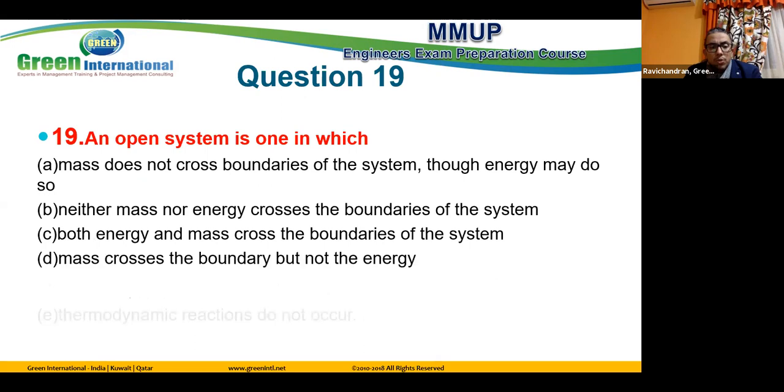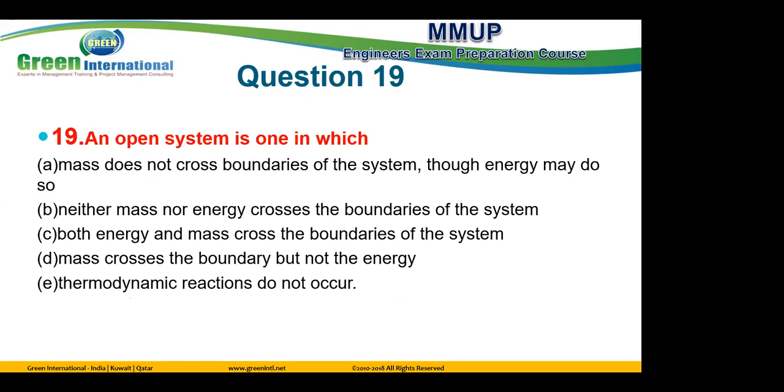Open system, which one is the correct answer? C. Both energy and mass can cross. Yes. Excellent.